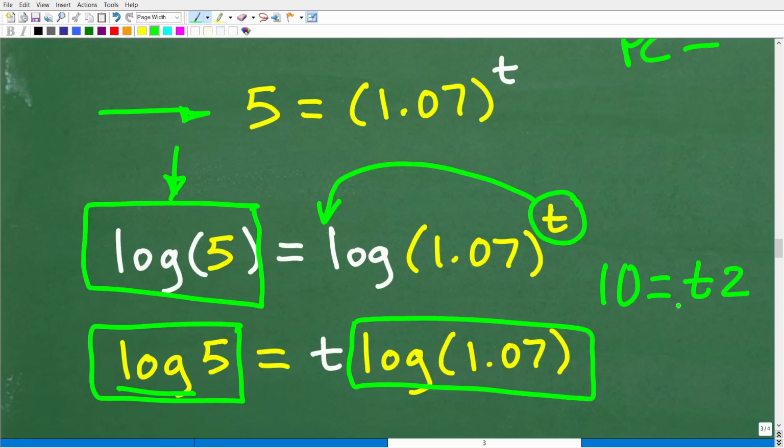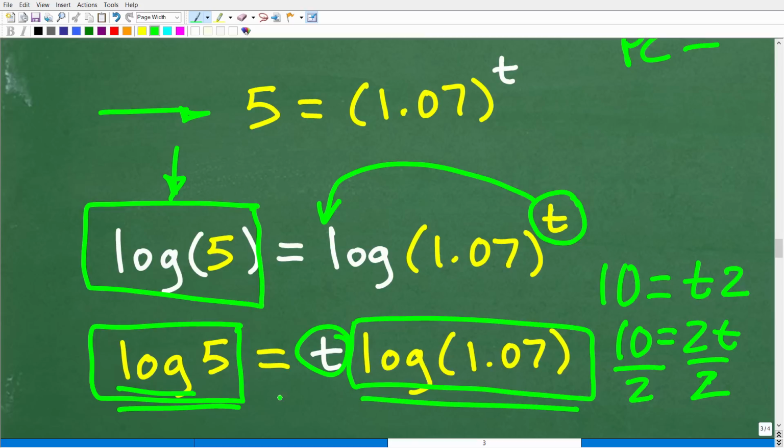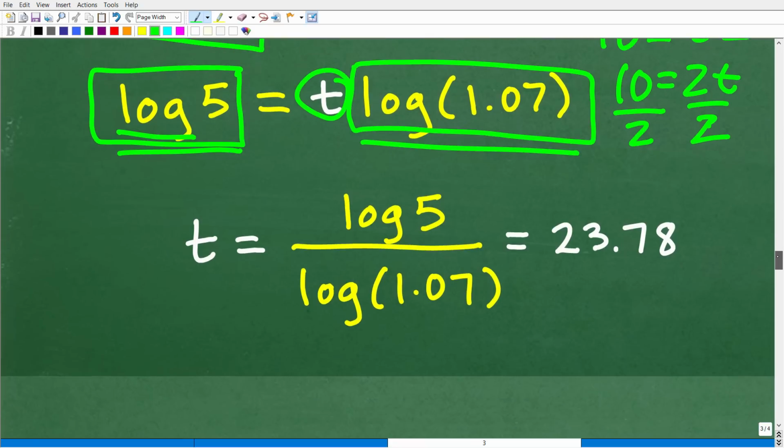If you had 10 is equal to t2, this is the same thing as 10 is equal to 2 times t. So to solve for t, all we need to do is divide both sides of the equation by what's in front of the t, which in this case is 2. So that's what we need to do here. To solve for t, what we need to do is divide both sides of the equation by log 1.07. So you don't want to use your calculator just yet, so let's go and do that right now.